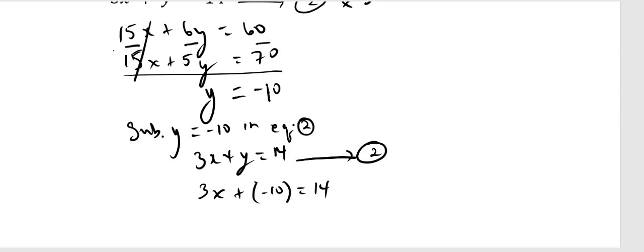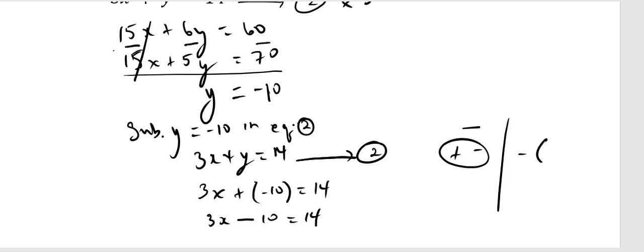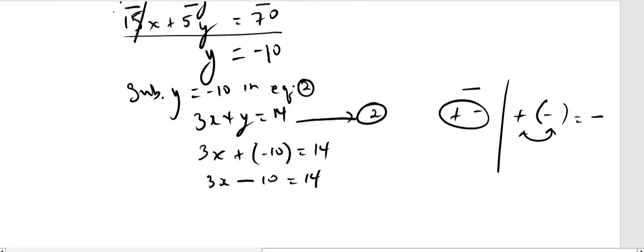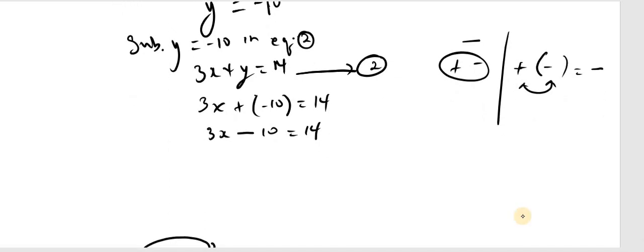What's it going to give us? 3x plus negative, give us what? Adding negative will give us what? Negative. Got it? So even if you have a bracket like this, let's separate them. If you have a plus outside and a negative inside, it's still going to end with negative. Remember it's like you're multiplying them, right?